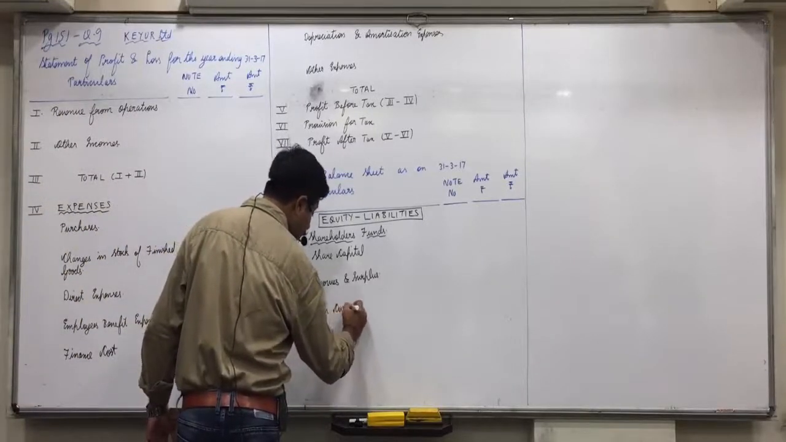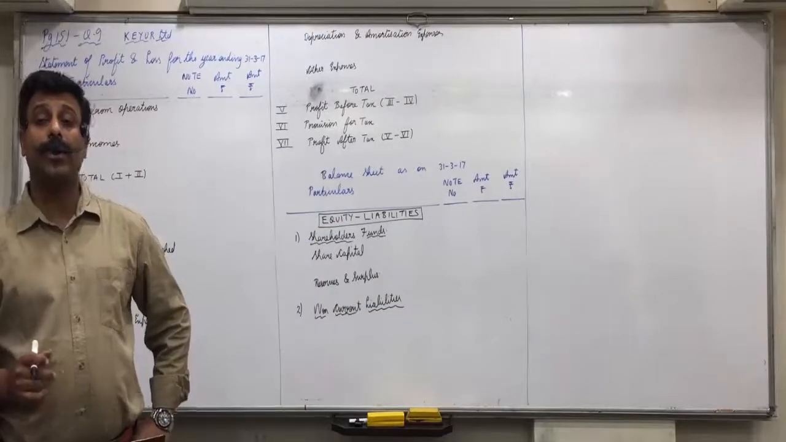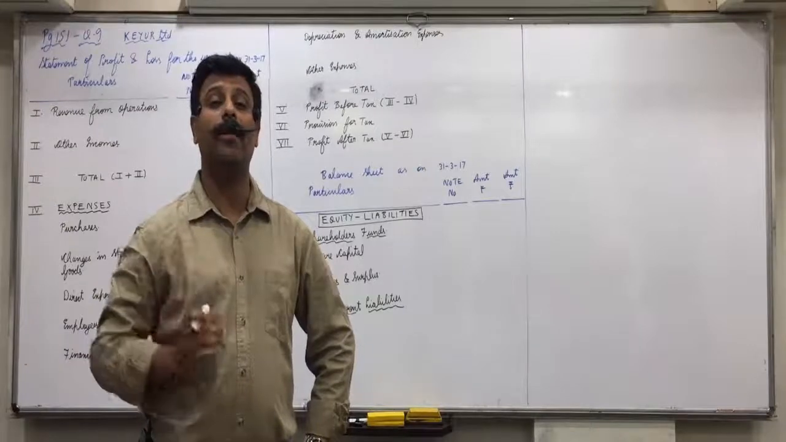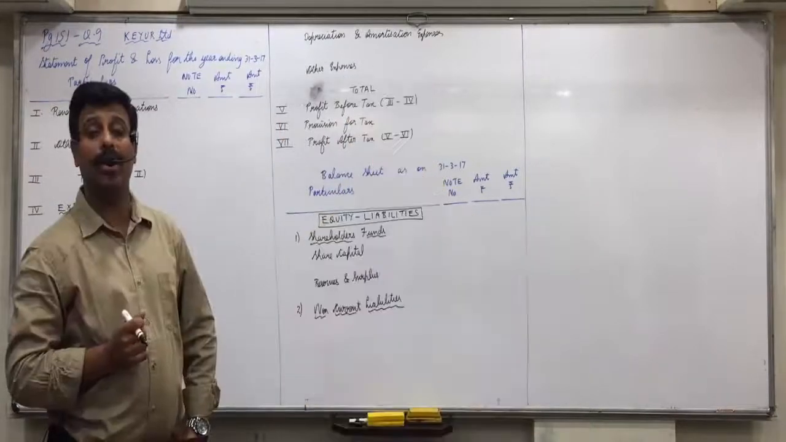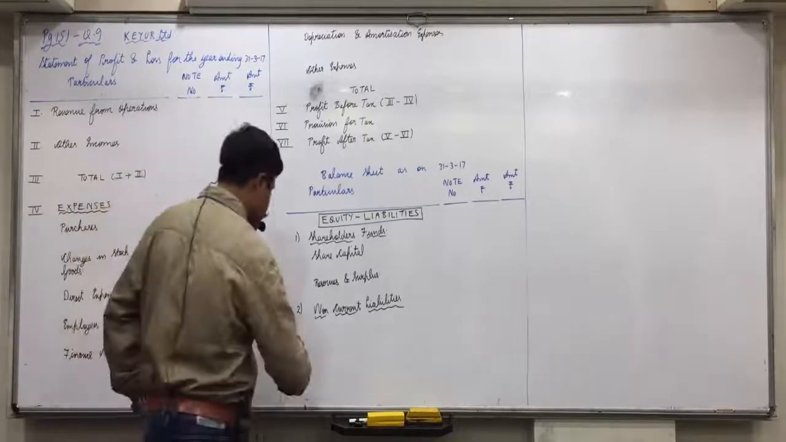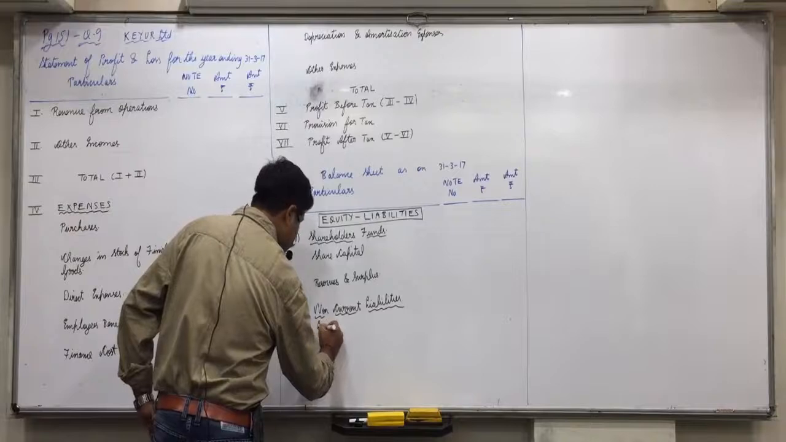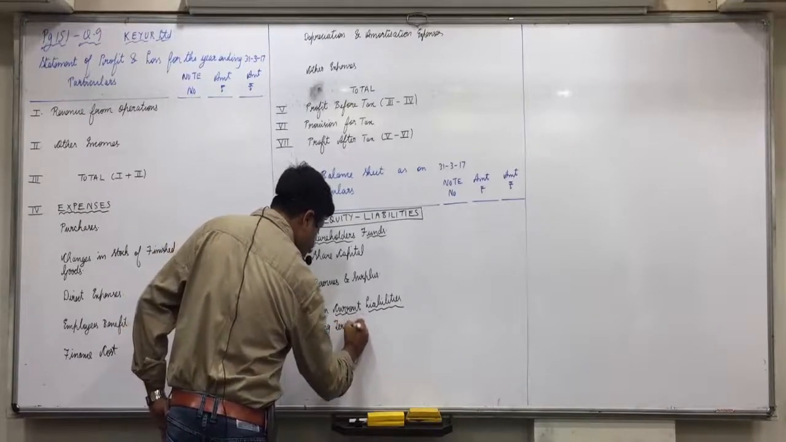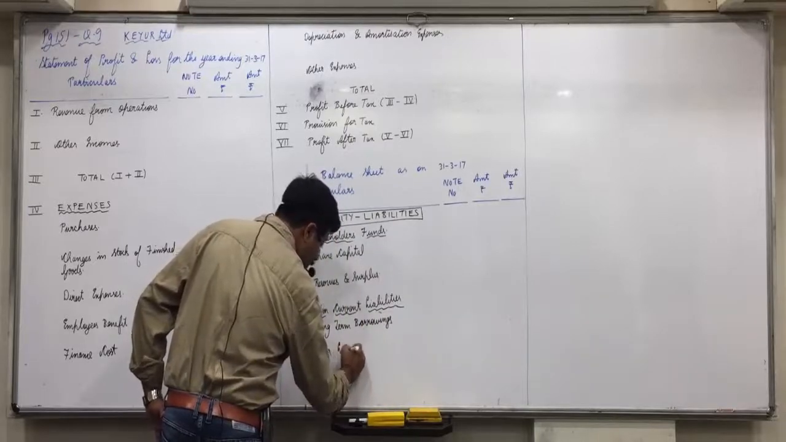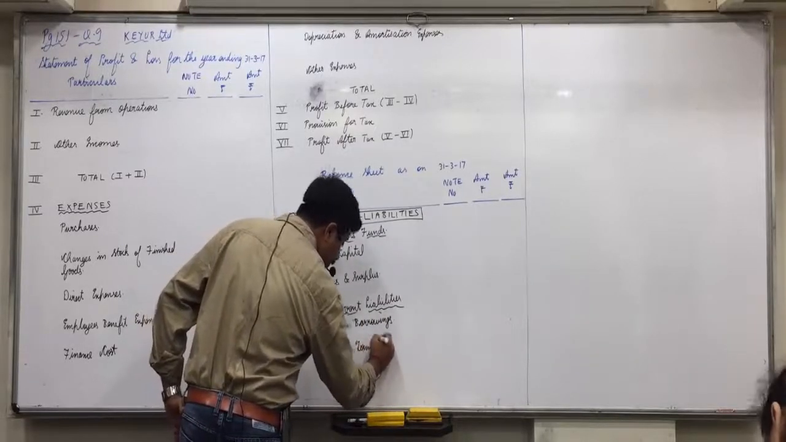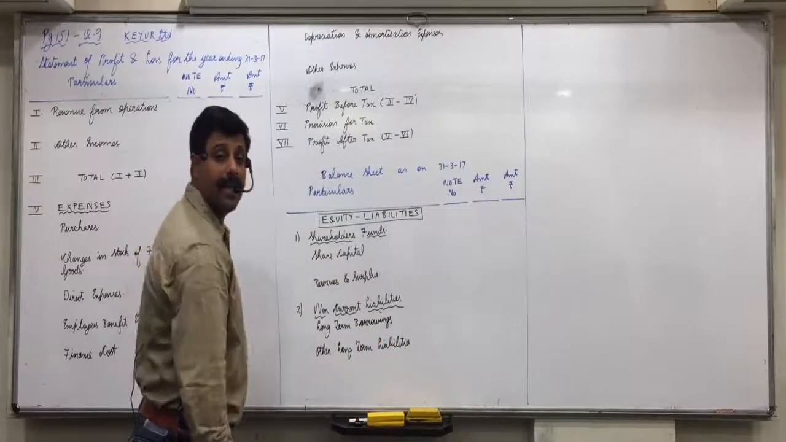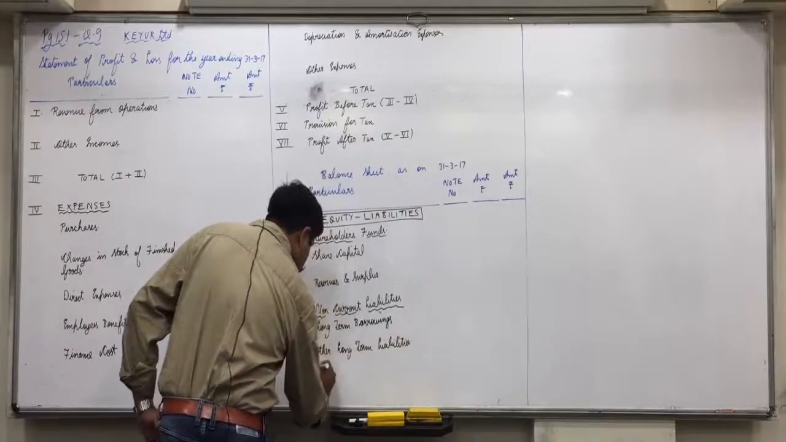Non-current liabilities. Which 3 things will come in non-current liabilities? LOL: Long-term borrowings, then O, other long-term liabilities, and again L. Read them 20 times. Long-term borrowings. Other long-term liabilities. And again L stands for long-term provisions.